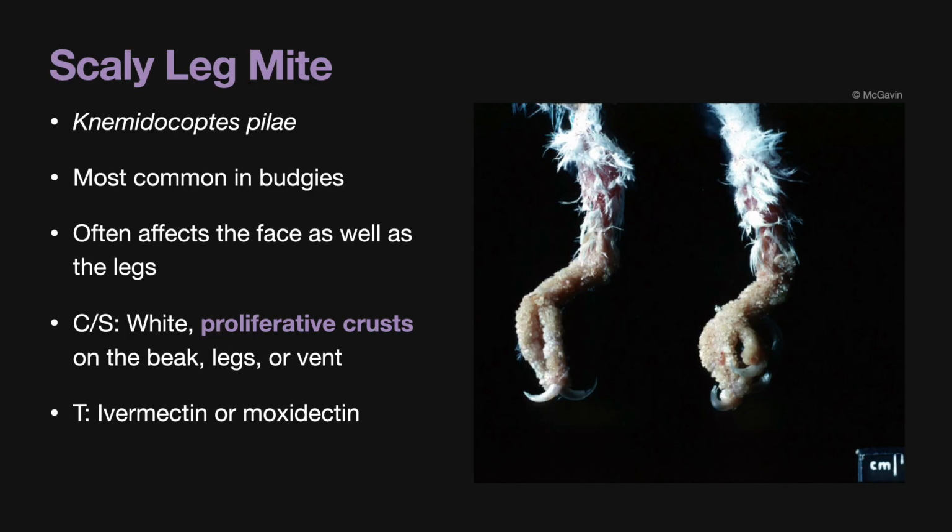The scaly leg mite is Knemidocoptes pilae. It is most common in budgies. Although it has the name leg mite, it often affects the face as well as the legs. The main clinical sign is white proliferative crusting on the beak, legs, or vent. Treatments include ivermectin and moxidectin.